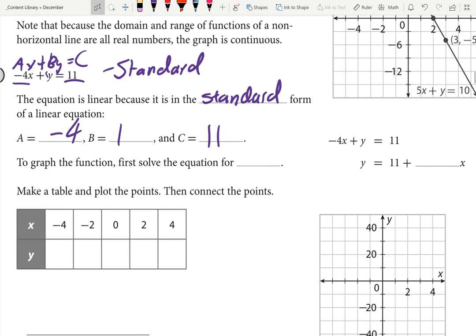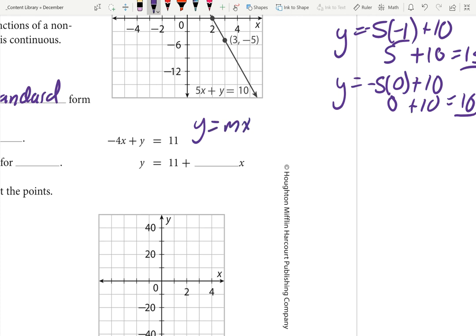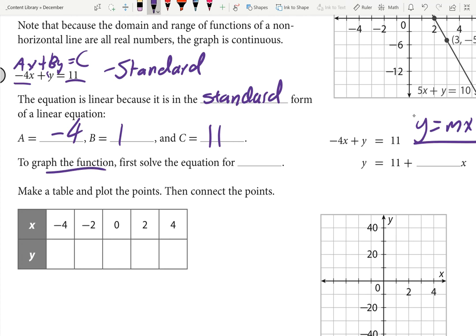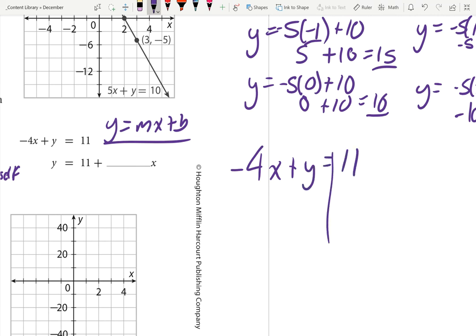But in order to graph it, I can't leave it in standard form. I have to rearrange it into what's known as slope-intercept form, right? Needed to be y equals mx plus b. I need it to look like that for me to graph it. So to graph the function, I first need to solve the equation for y, which just means get y by itself. So what I mean by that is let's take the equation we have, negative 4x plus y equal to 11. I need to just get the y by itself, right? Because I need the y equals mx plus b. So I need the y by itself on the left.